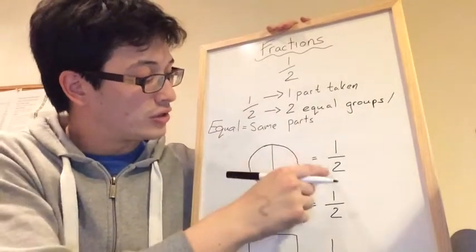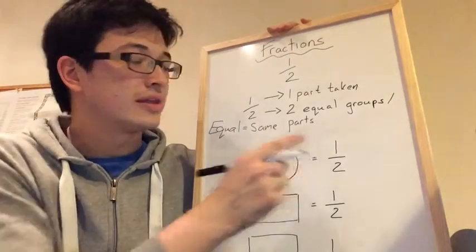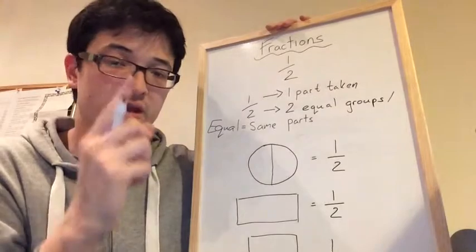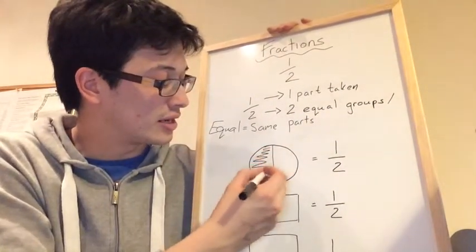Okay, so we've split in two equal groups, and the numerator tells us that we need to take one part of this circle, or we shade in one part of this circle. So we can just shade it in like that.